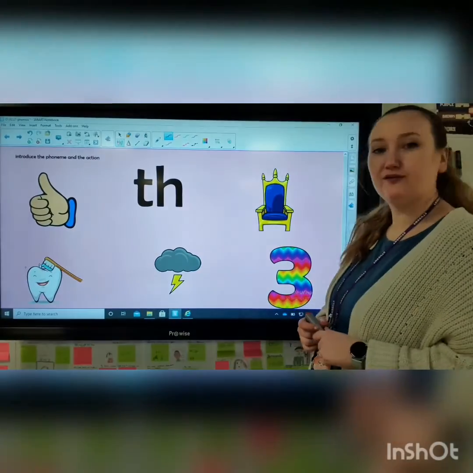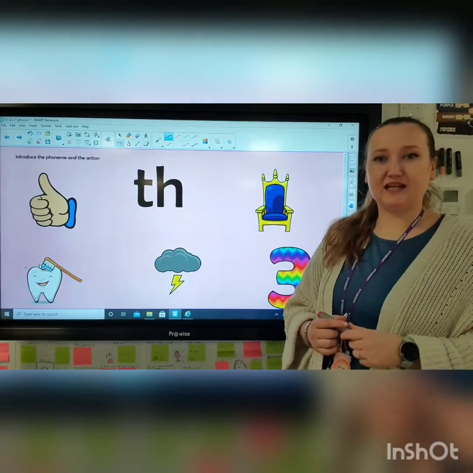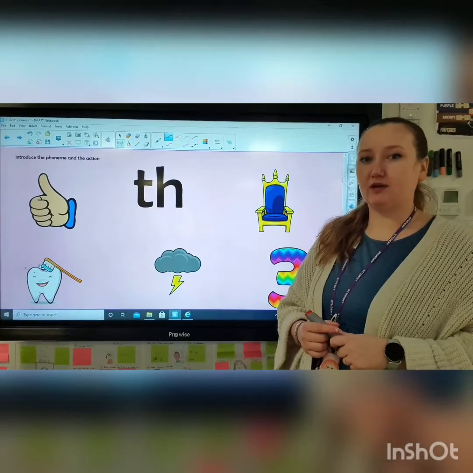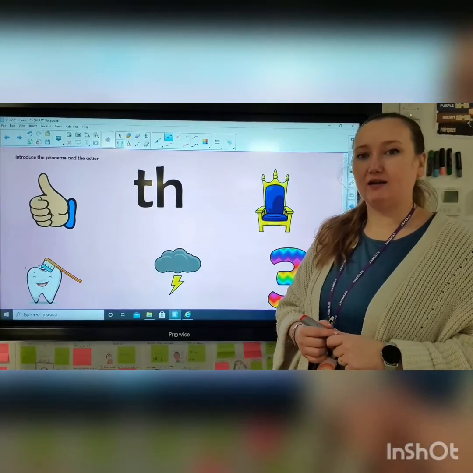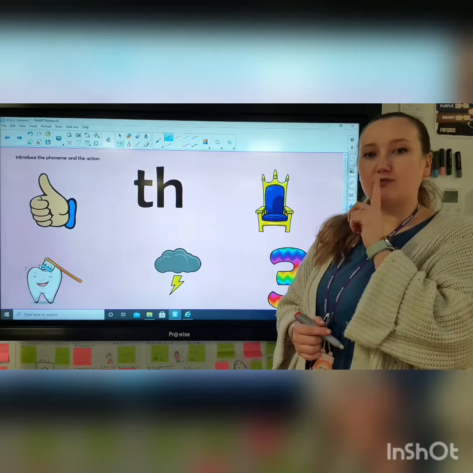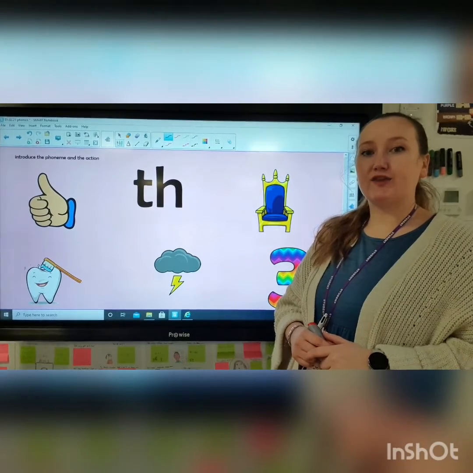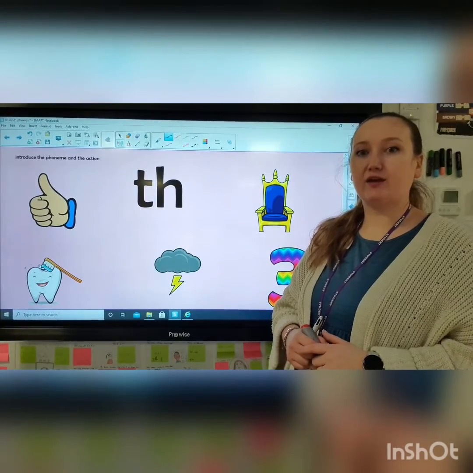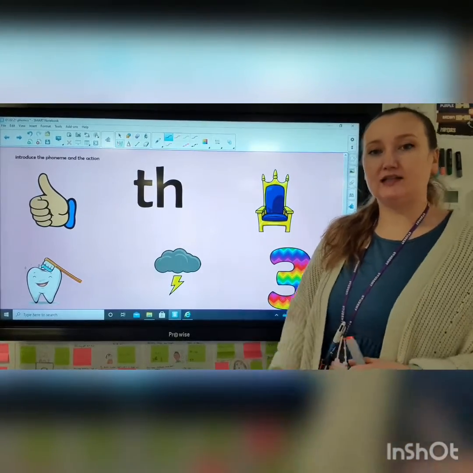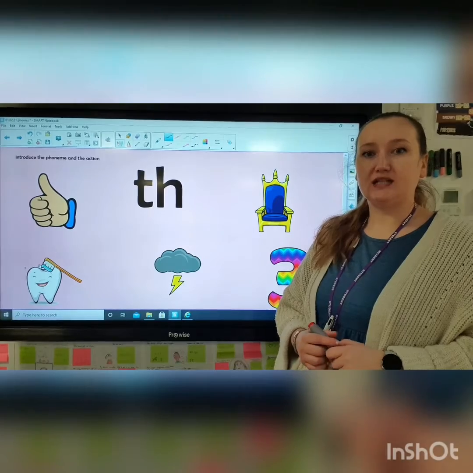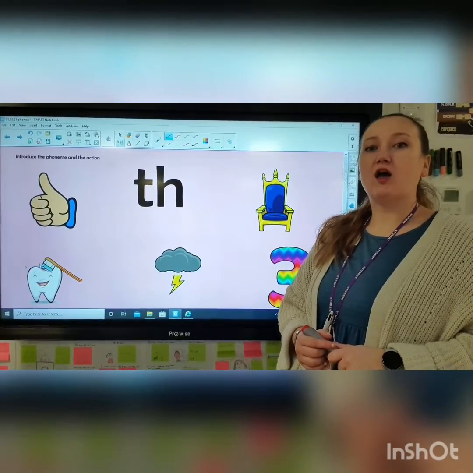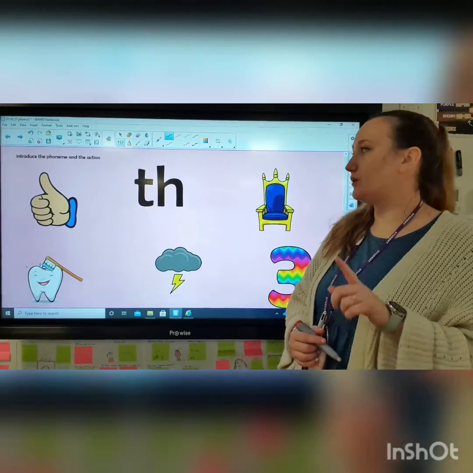So our new phoneme for this week, for today, sorry, is th. Okay, so it's a tricky one. It's a bit tricky to hear. So you put your tongue to your teeth and say th. Okay, so it's the sound of the word teeth. Okay, and the action is to pretend you are a naughty clown, sticking your tongue out, going th, th, th.